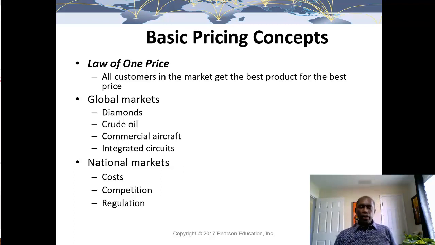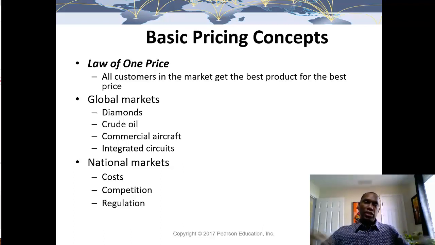So they also talk about these markets. And here they have diamonds and crude oil, both of which are commodities. Then they have the durable goods, the finished goods, commercial aircraft and integrated circuits, or IC chips. And, of course, the latter two require a lot of intense capital in terms of components and parts and standards and all types of regulations. The first two, diamonds and oil, those are mined.